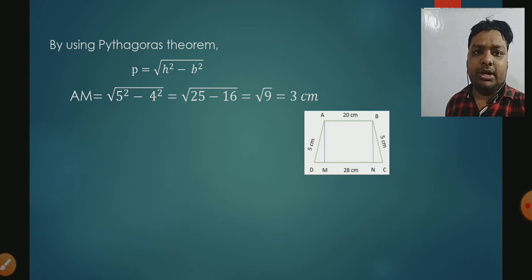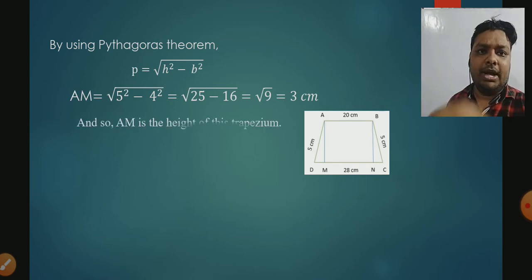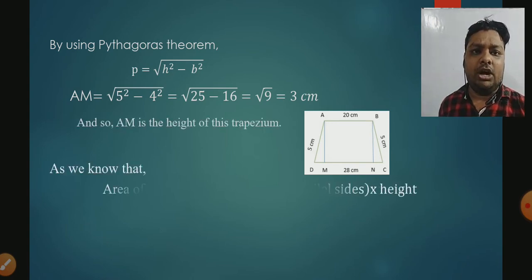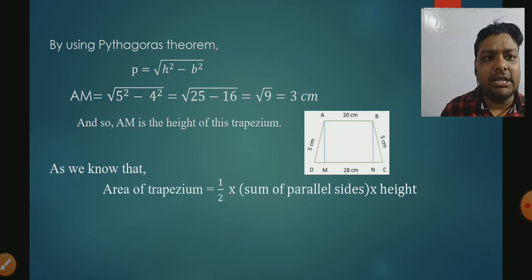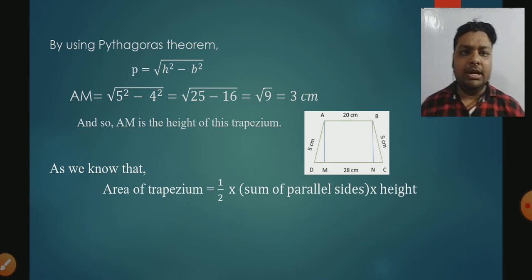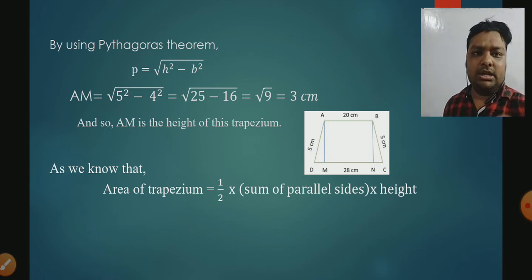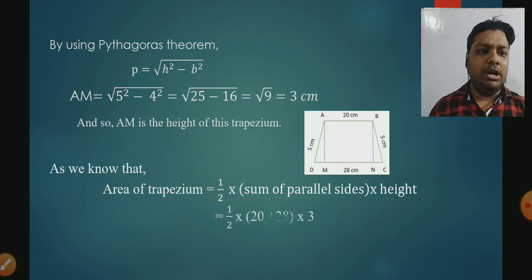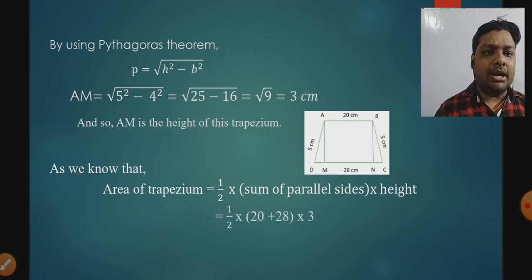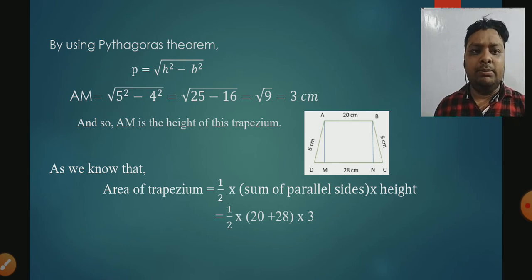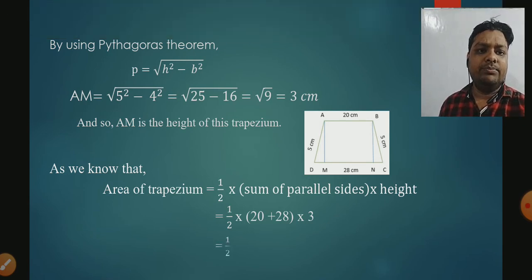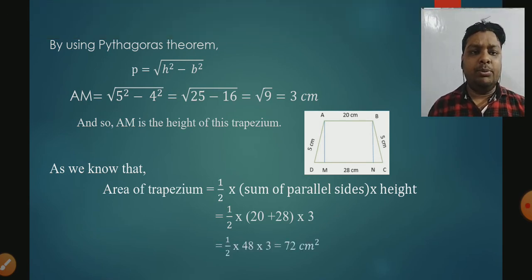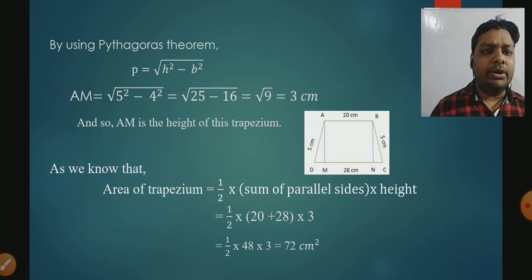Now we will apply the formula of the area of the trapezium directly. We know that the two parallel sides are given as 20 centimeter and 28 centimeter, and the height we have just got is 3 centimeter. So we put the values: 1 by 2 into bracket 20 plus 28 into 3, then 1 by 2 into 48 into 3. If you divide 48 by 2, you will get 24.